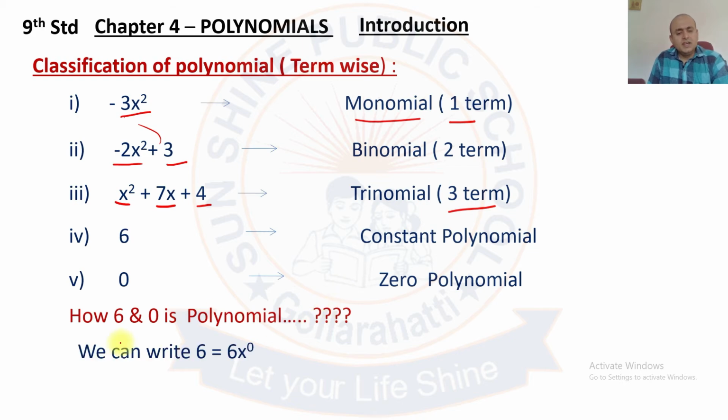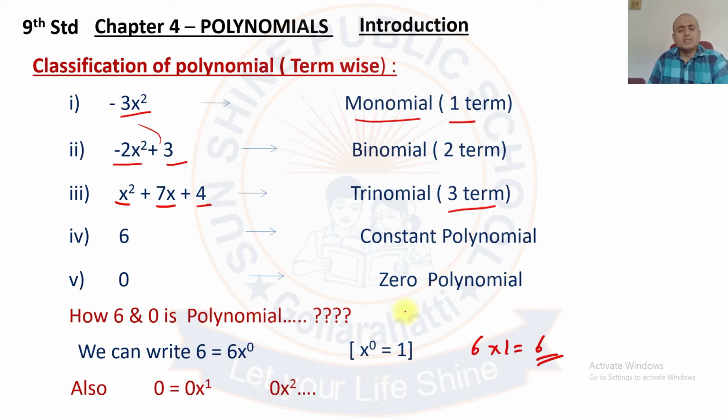How? Let us see. We can write 6 is equal to 6x to the power 0. Here x to the power 0, the value is 1, and when you multiply 6 into 1 it is equal to 6 only, therefore we will call it a constant polynomial. And 0 also, 0 is equal to 0 x to the power 1 or 0 x to the power 2 or 0 x to the power 3. You call it a zero polynomial, because whatever x to the power is multiplied with 0, you will always get 0 as the answer.